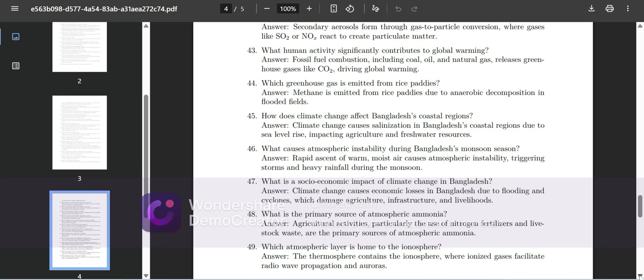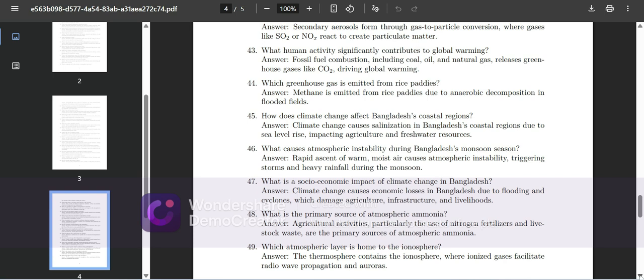How does climate change affect Bangladesh's coastal regions? Climate change causes salinization in Bangladesh's coastal regions due to sea level rise, impacting agriculture and freshwater resources.